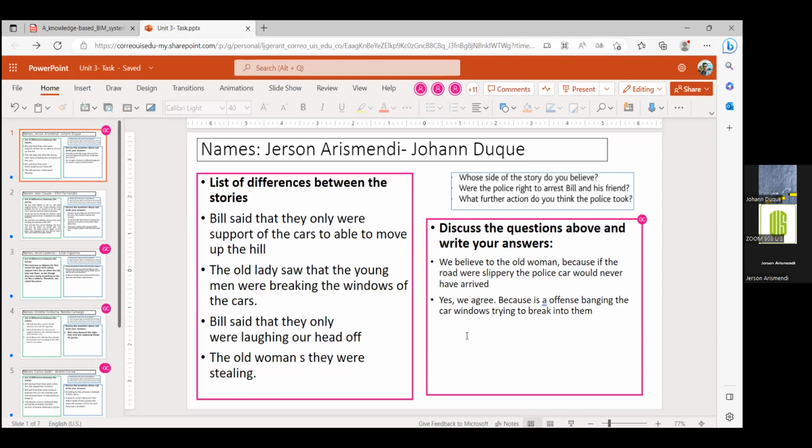And what action do you think the police took? The police... A fine? Teacher, is it a fine? Yes, a fine. Only fine? Yes, a fine. It's correct to say we think the police put a fine. I think it's a car ticket.